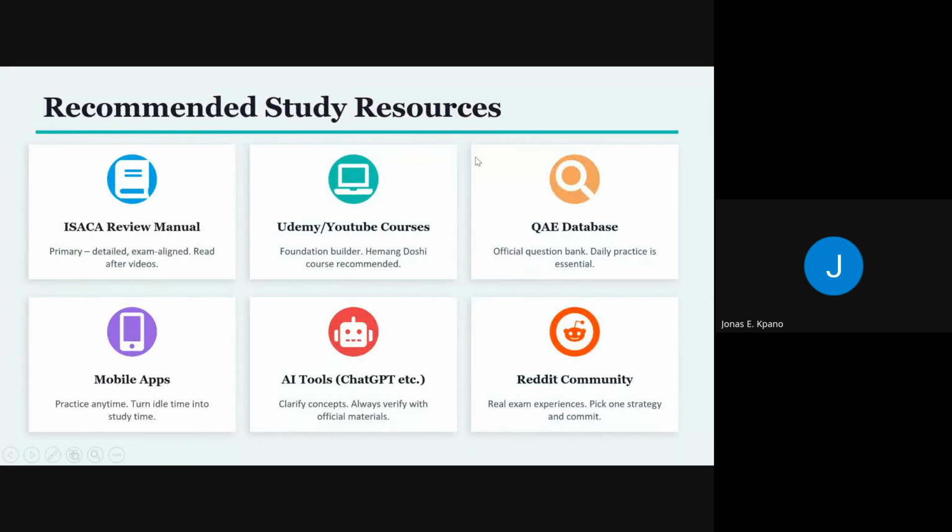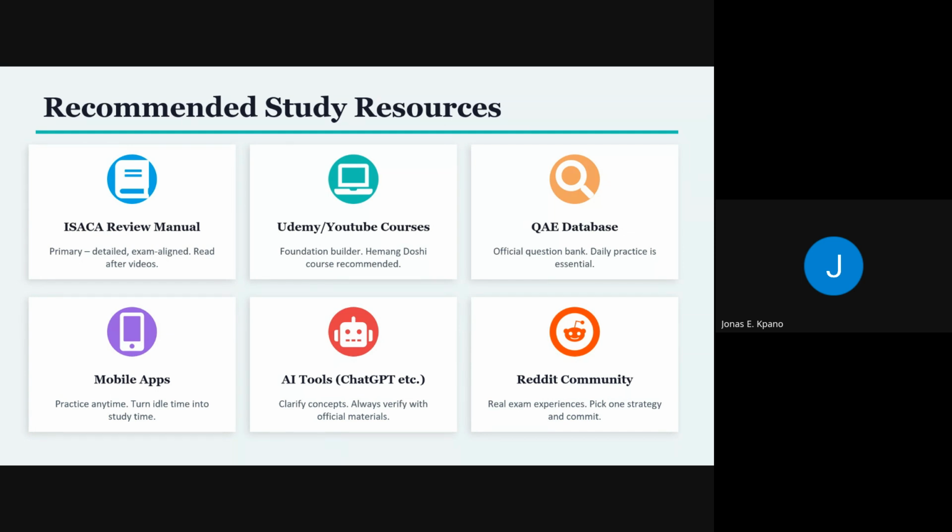So, recommended study resources. The ISACA review manual. This is the primary resource that you can use. I always recommend this. Yes, it can be tiring, but you should remember that the CISA exam is an expensive exam. So you need to put time into reviewing the official ISACA review manual.